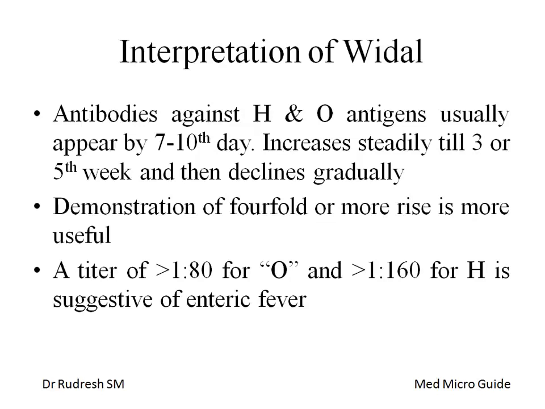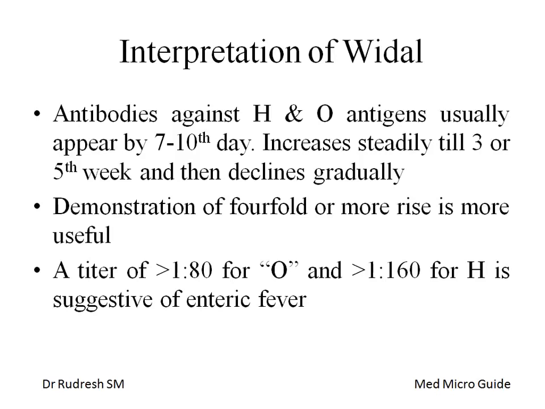Usually we know the antibodies appear after the first week, and they increase for the third to fifth week, then they start declining. Hence it is ideal to demonstrate in the second week, and we are going to take one more sample after 7 to 10 days. If you demonstrate a fourfold or more rise in the titers, then we are going to say that the person was infected.